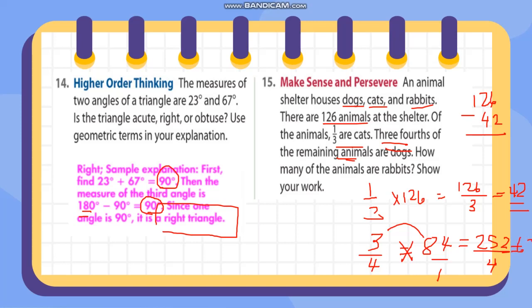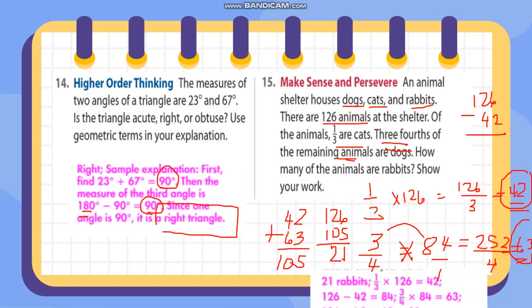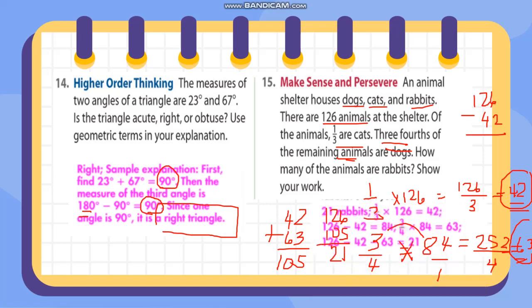So it means 42 are cats and 63 are dogs out of 126. If 42 are cats and 63 are dogs, what is the total number? This is 105. So out of 126, we need to subtract 105. The remaining is the rabbits. So the answer is equivalent to 21.